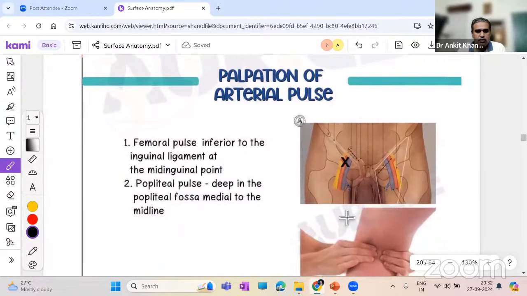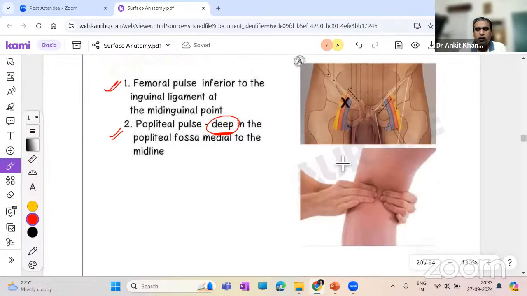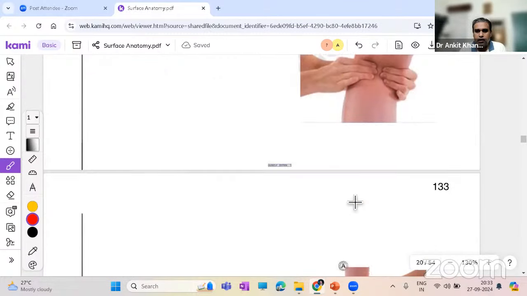Then coming to palpation of arterial pulse. As we discussed, the femoral pulse is inferior to the inguinal ligament at the mid-inguinal point. I hope this point is clear. Popliteal pulse: deep in the popliteal fossa, medial to the midline. It is always deep over here. So this is where the popliteal artery is being palpated. This is where the femoral, and below is the popliteal artery being palpated.